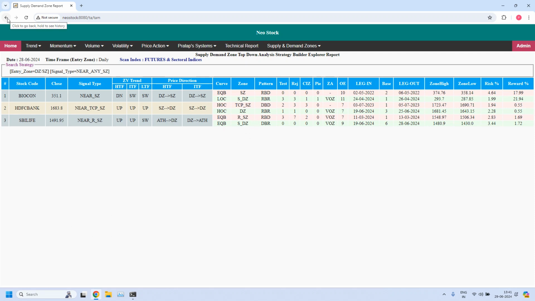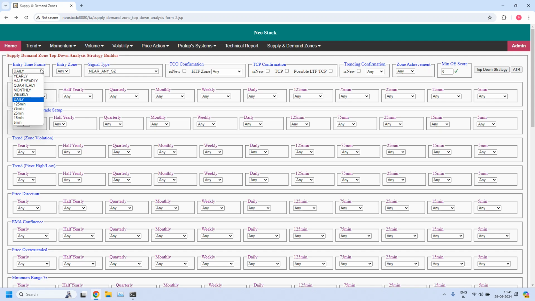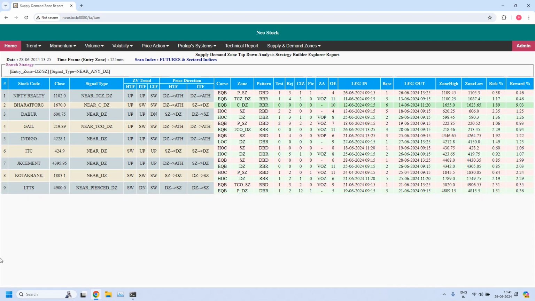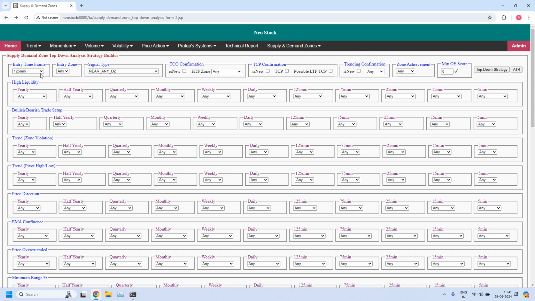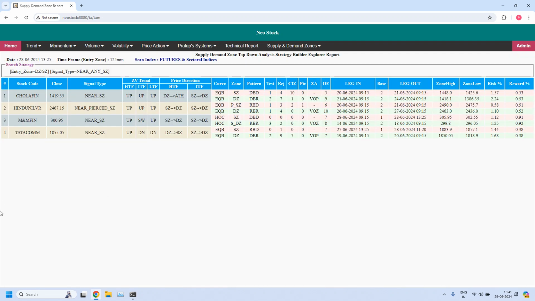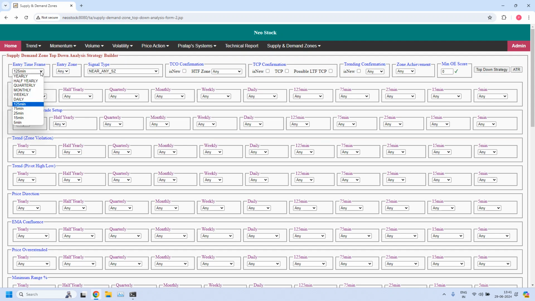Okay, I'm going back, changing the time frame to 125 minutes. Let us find the stocks near 125 minutes demand zone. 9 stocks are filtered. Let me go back. For 125 minutes time frame, let us find the stocks near 125 minutes supply zone. 4 stocks are filtered. I am going back, changing the time frame to 75 minutes.